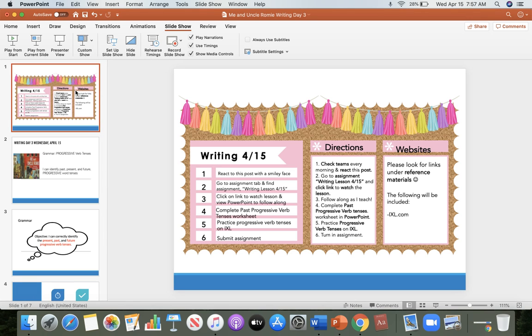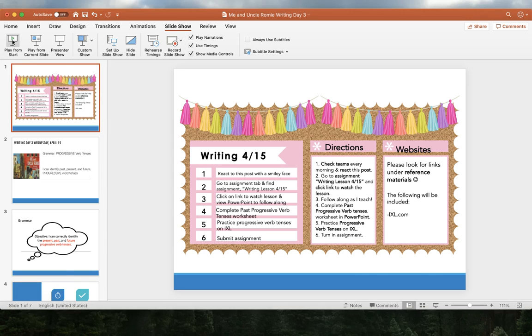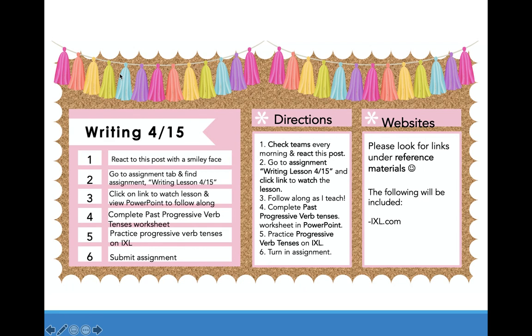Today's April 15th, and this is your writing lesson for today. Make sure you react to the post with a smiley face. You'll go to the assignment tabs, click on Writing Lesson 415. You'll follow along with my video, and you will make sure to complete the progressive verb tenses worksheet at the end. After you complete the progressive tenses worksheet at the end, make sure to click on the IXL link and practice your progressive verb tenses there.